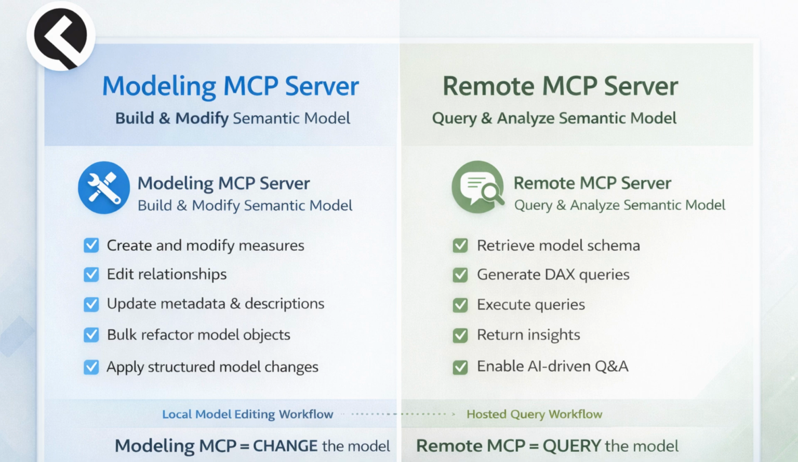Then we have the remote MCP server, which has a completely different purpose. It does not modify anything. It connects to Microsoft Fabric, the Microsoft cloud analytics platform, and then it allows AI to query it, okay? That means it retrieves the schema, which is the structure of your data. It generates DAX queries, it executes those queries, and it returns results. So remote MCP equals ask questions to the model. That brings us to the two MCP servers that we have. One edits and one queries, and they have different responsibilities, and both are preview features right now.